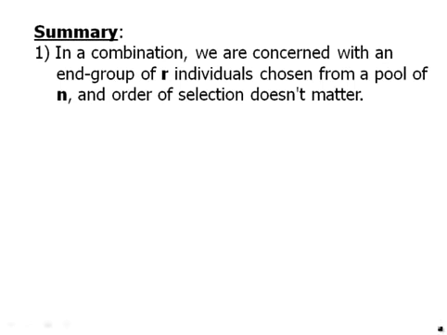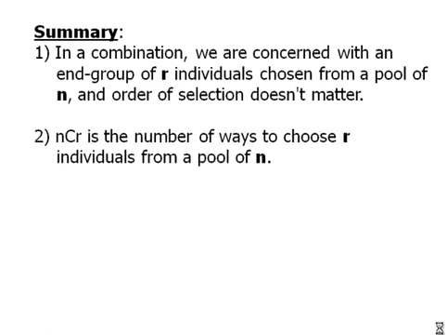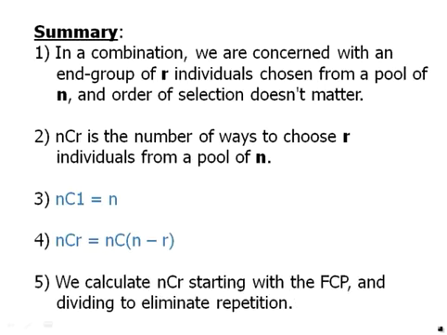In summary, in a combination, we're concerned with a group of R individuals chosen from a pool of n, and the order of selection does not matter. n choose R is the number of ways to choose R individuals from a pool of n. n choose 1 has to equal n. n choose R always has to equal n choose n minus R. That's a very important symmetry formula. And we can calculate n choose R by starting with the fundamental counting principle and then dividing to eliminate repetitions.